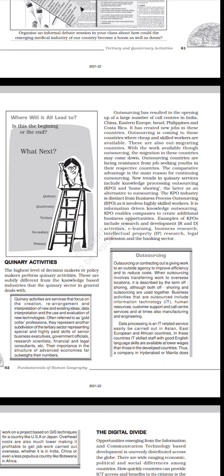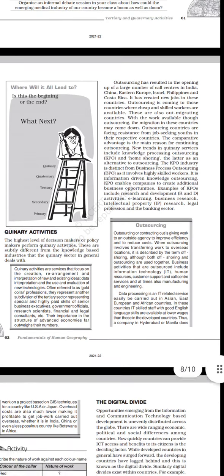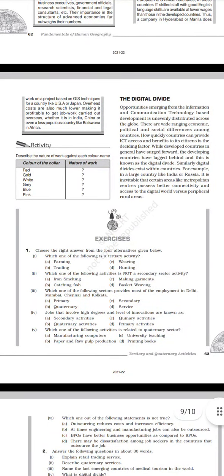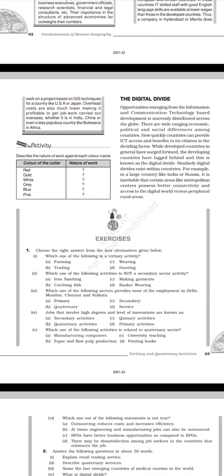Data processing is an IT related service easily carried out in Asian, East European, and African countries. In these countries, IT skilled staff with good English language skills are available at lower wages than those in the developed countries. Thus, a company in Hyderabad or Manila does work on a project based on GIS techniques. For a country like USA or Japan, overhead costs are also much lower, making it profitable to get job work carried out overseas, whether it is in India, China, or even a less populous country like Botswana in Africa.